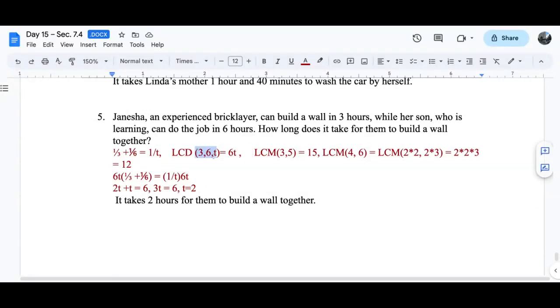So back here, we see that's 3, 6, t. So the least common multiple is 6t. So 6t divided by 3 is 2t. 6t divided by 6, that's t. 6t divided by t, that's 6.